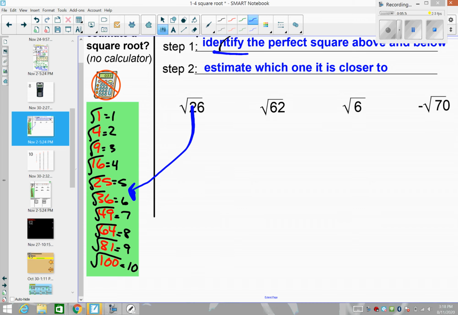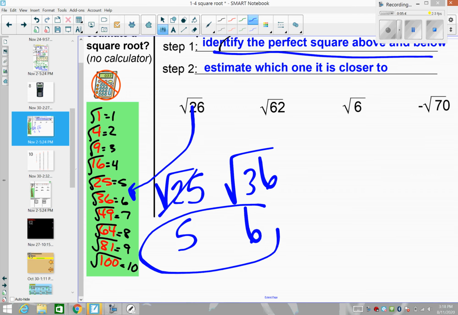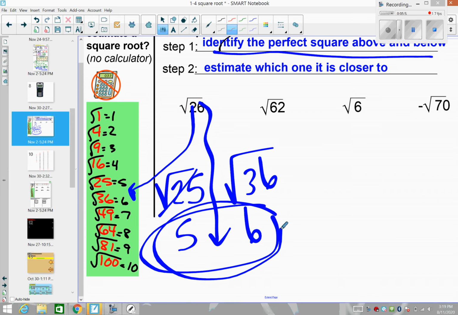So identify the perfect squares above and below. We would say that the square root of 26 is between the square root of 25, which is 5, and the square root of 36, which is 6. So the square root of 26 is somewhere in between 5 and 6. And we're going to leave that for our answer today. That the estimate is somewhere between 5 and 6. And clearly, the square root of 26 is closer to 25.